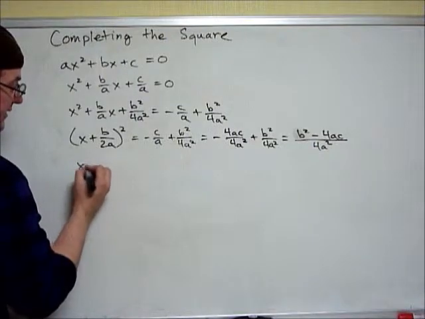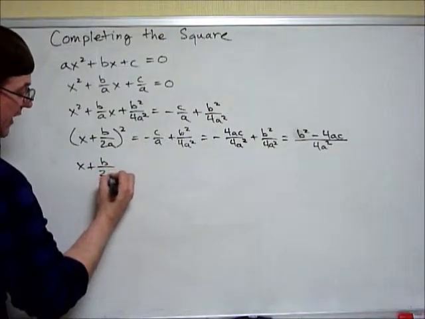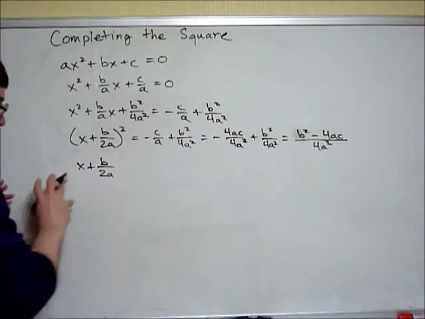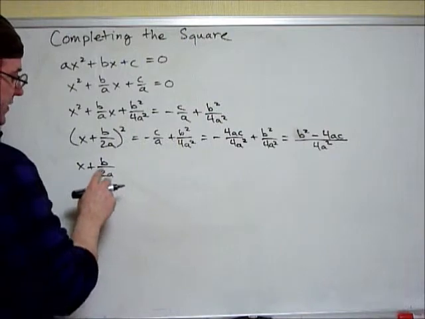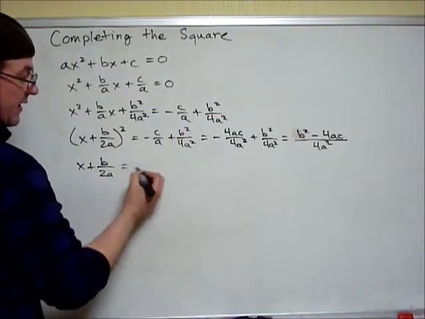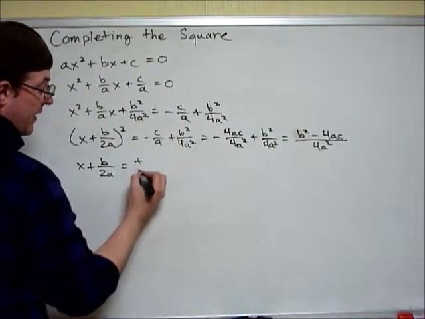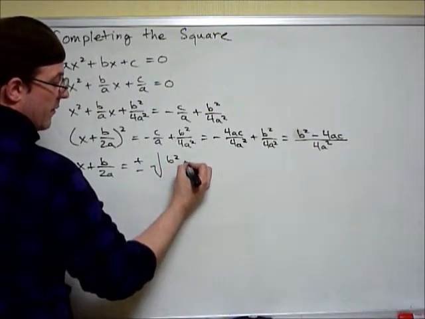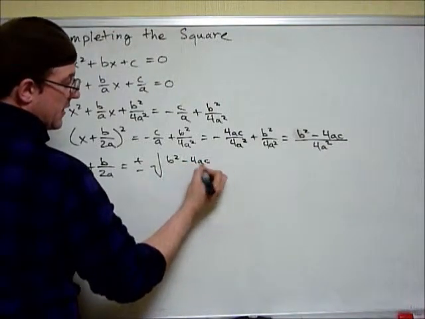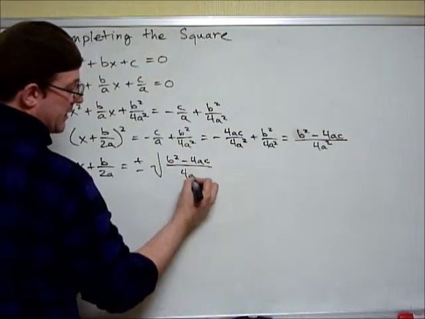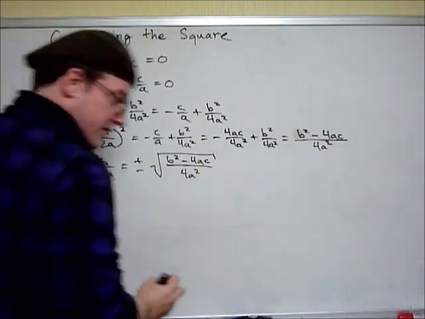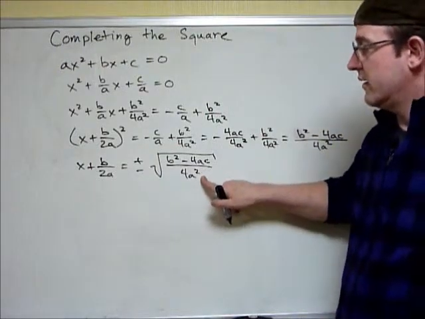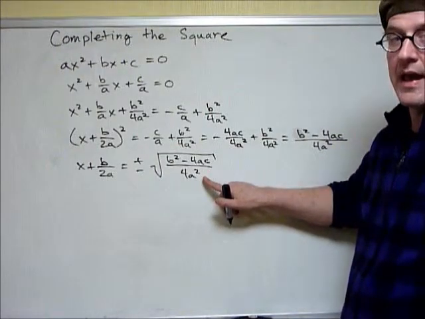So on this side I get x plus b over 2a. Remember, our goal is to get the x by itself. That's what I'm working towards. So I'm going to try to take all this other stuff off of it. So first I'm taking the square root on this side. And this side I'm going to say plus or minus the square root of b squared minus 4ac over 4a squared. Now notice, if you will, that this 4a squared is just the square of 2a.